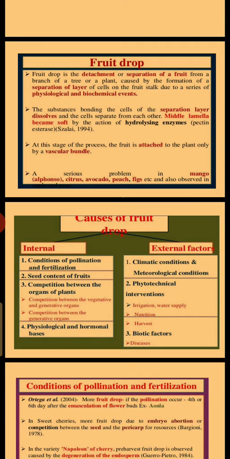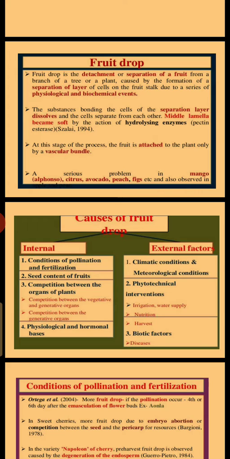What may be the external factors? External factors may be the climatic condition. External factors may be agronomic interventions like nutrition, harvest, irrigation and water supply. And the last and major one is the biotic factor, which includes insects causing disease, and diseases caused by bacteria, viruses and many other microorganisms like fungi. So we will discuss one by one in detail the internal causes in particular crops.